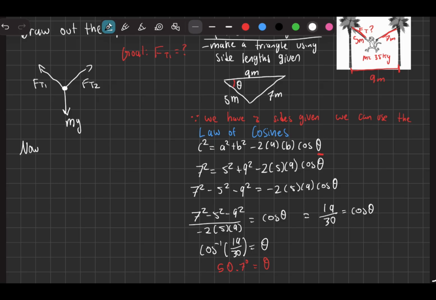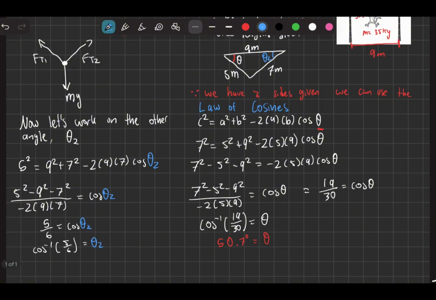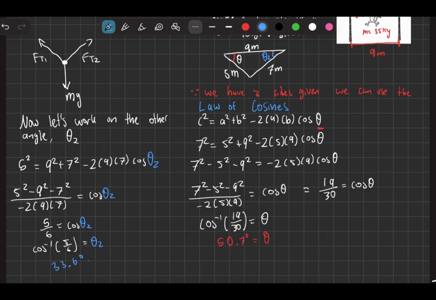Now let's work on the other angle that the 7-meter rope is experiencing. We'll name this angle theta 2. The process is identical to when we found the angle for theta 1. Instead, in this case, the side length across from theta 2 is 5. So now we just plug in our numbers, we isolate and rearrange for cos theta 2. We then get 5 over 6 equals cos theta 2. We rearrange, and the inverse of cos 5 over 6 is 33.6 degrees, and that's our value for theta 2.